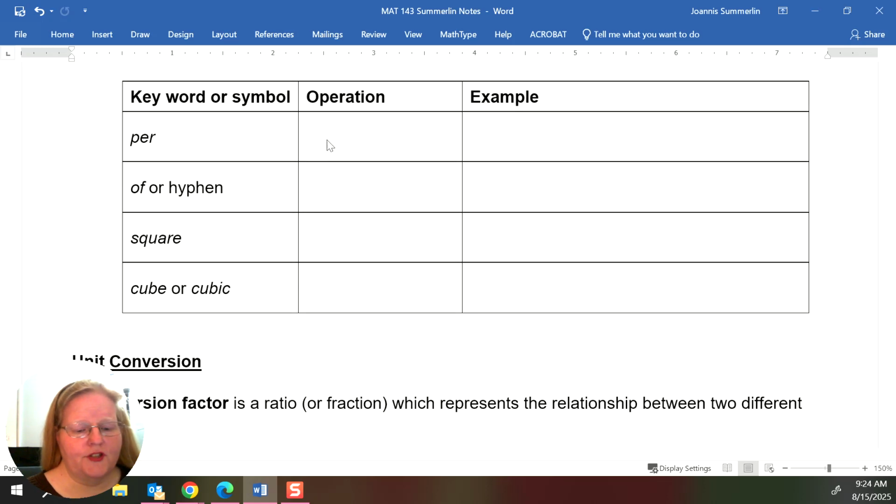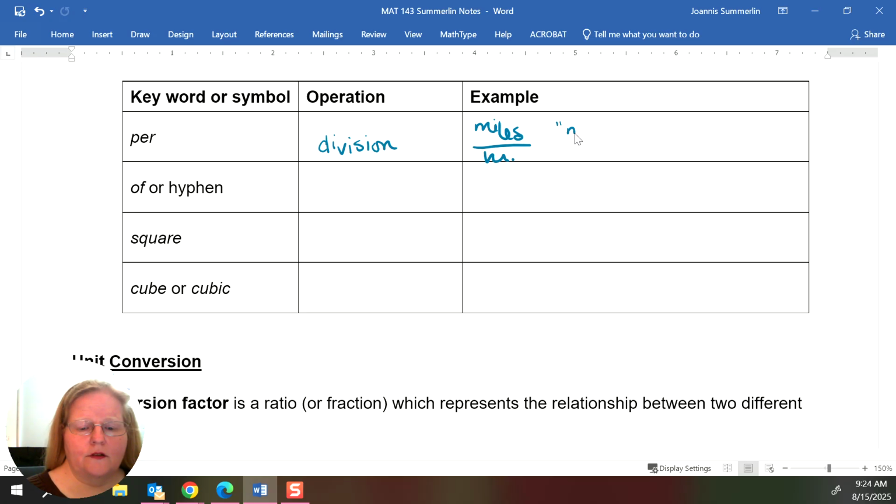And then there are some key words. Per is one of those keywords we see a lot in word problems, and this class is so full of word problems. That's what most of this class is. Don't panic, we're going to talk about how to do them. So, per means division. An example would be something like miles per hour. You're used to seeing that one all the time.